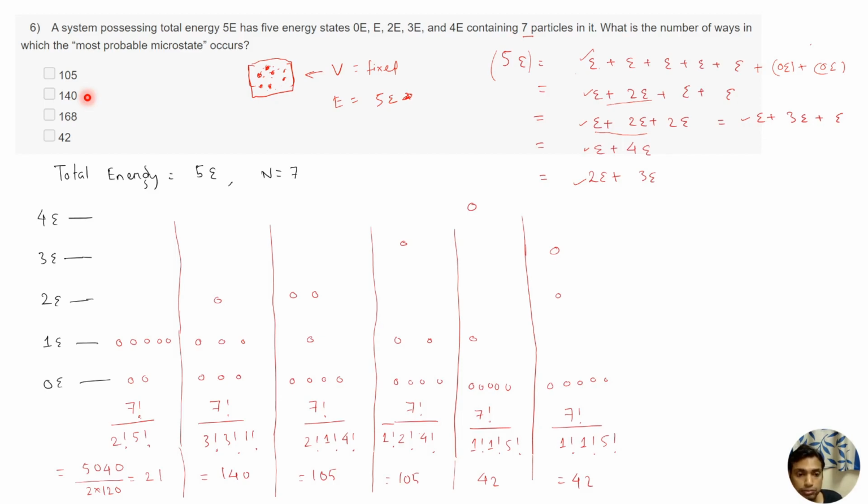The 7 factorial divided by 1 factorial, 1 factorial, 5 factorial. It's 42. Oh, 7 by 2, 5, 3, 3, 1. So here we are taking only two probability states, right? 5 is the energy state, and 0 is for containing 7 particles, right? What is the number of ways in the most probable microstate? Okay, yeah, got it. Got it right? What would be the most probable microstate in which the number of states is more? Clear. Yeah. Okay.